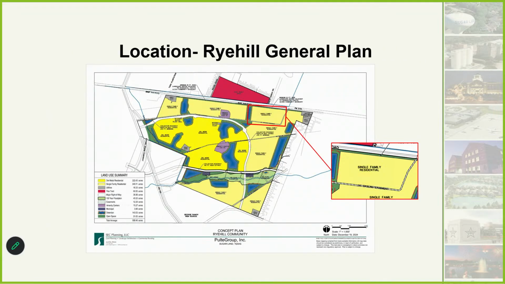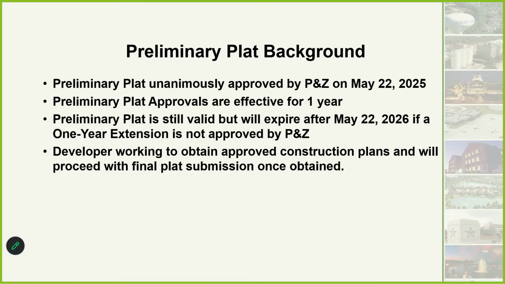So this is the location of where Section 4 is going to be. And just to give a quick background as well. Once again, this was approved unanimously back on May 22nd of last year. Preliminary plat approvals are effective for 1 year. So as of this time, the plat is still valid, but it will expire following that May 22nd, 2026 deadline if the 1 year extension is not approved tonight. The developer is working to obtain approved construction plans. That's why they have asked for the extension, and then they'll proceed with the final plat submission once that's obtained.